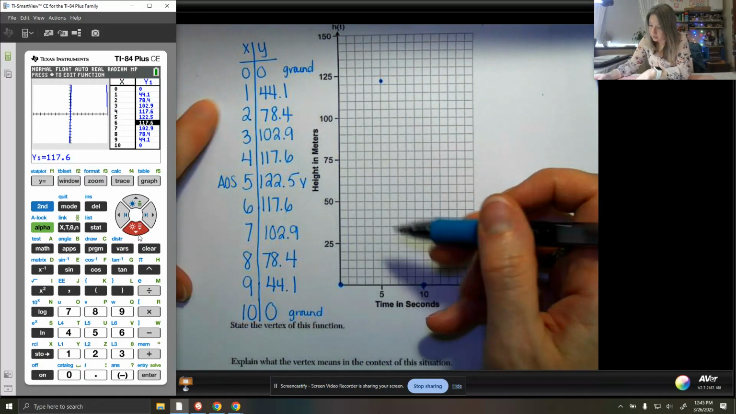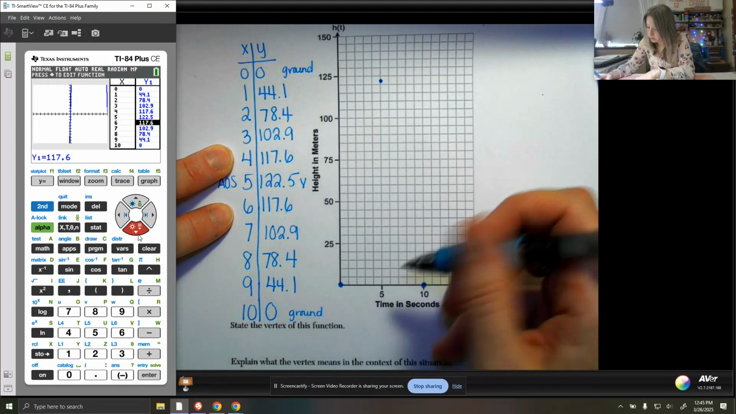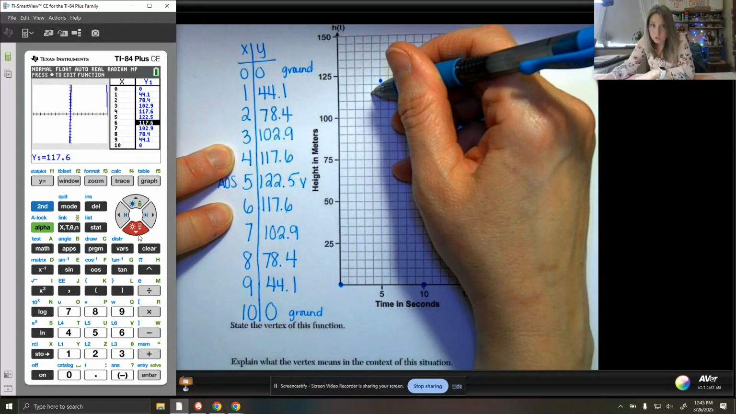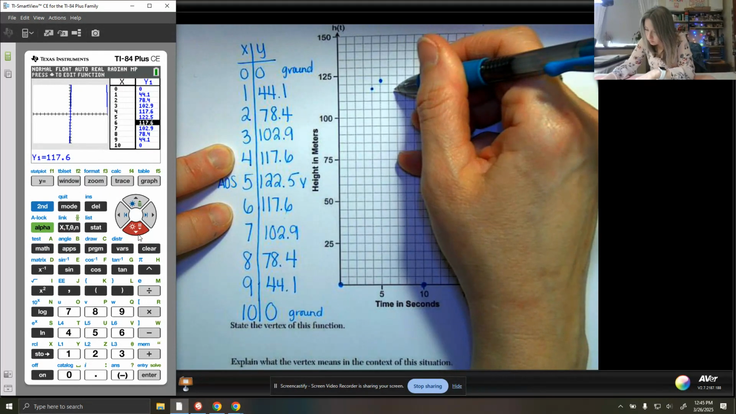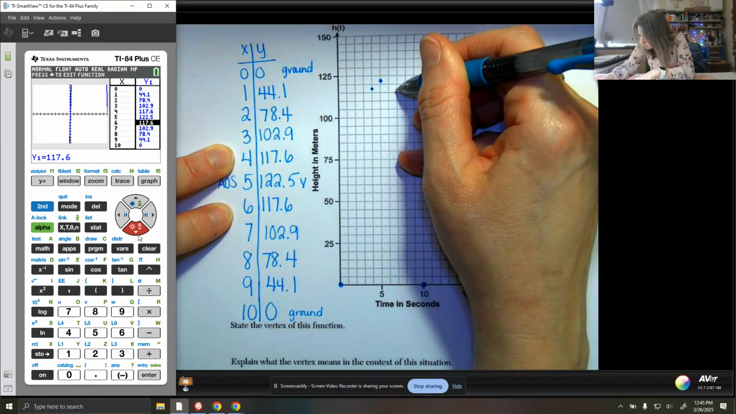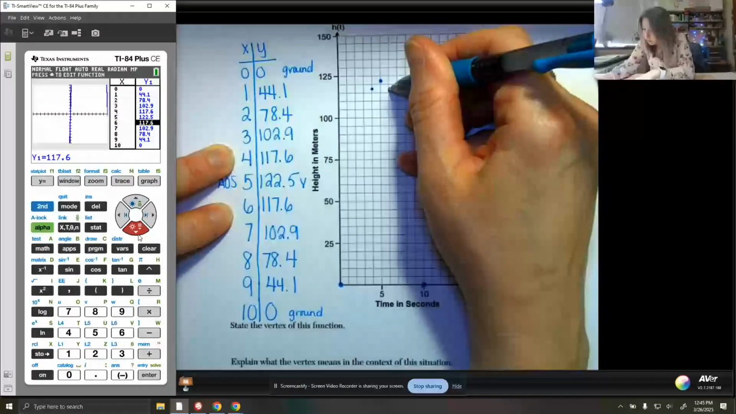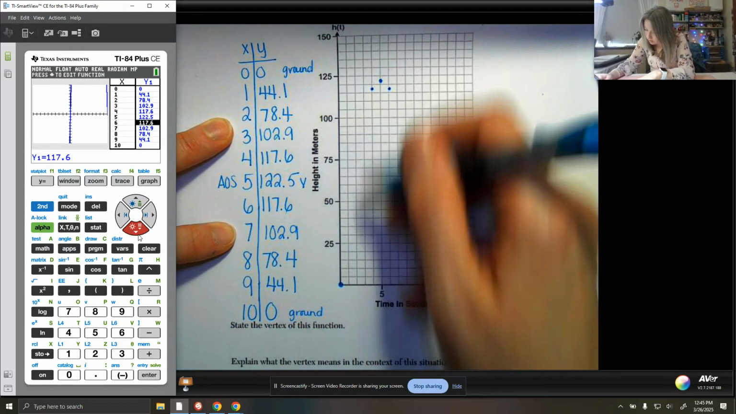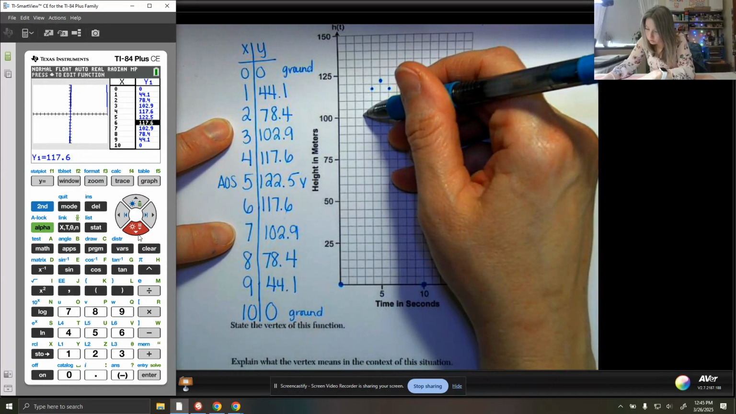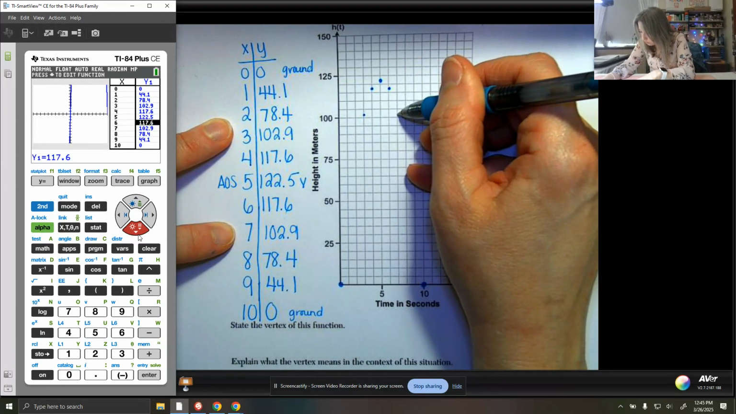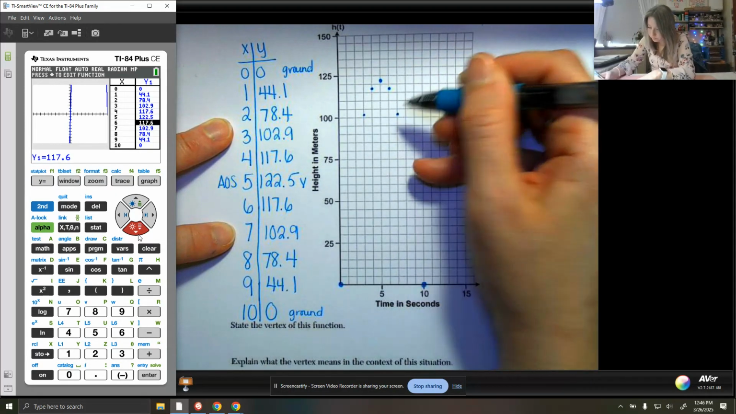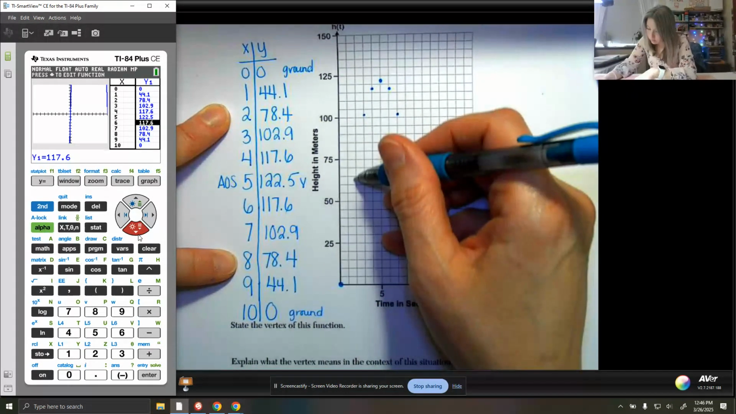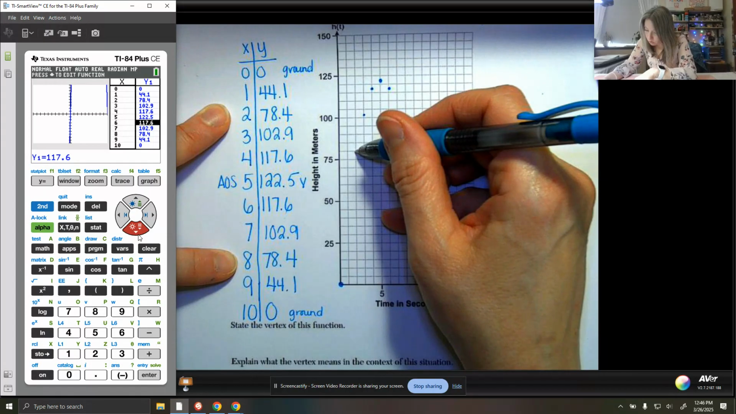And then let's see, let's get some points on each side. 117.6. So here's 115. So 117.6. Okay, I did that right. There we go. And 102.9. Okay, so at 3 seconds, 102.9. And that's also over here at 7 seconds. Then we're at 78.4, and that's 2 seconds and 8 seconds. So 75, and then this is 80, so right about here.